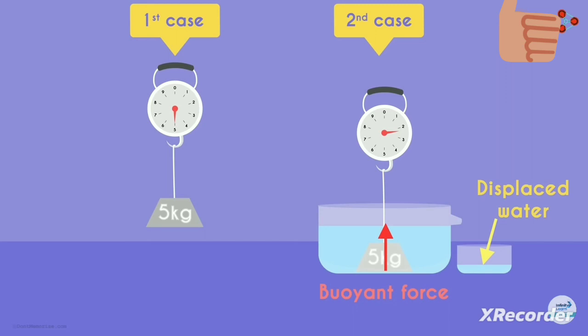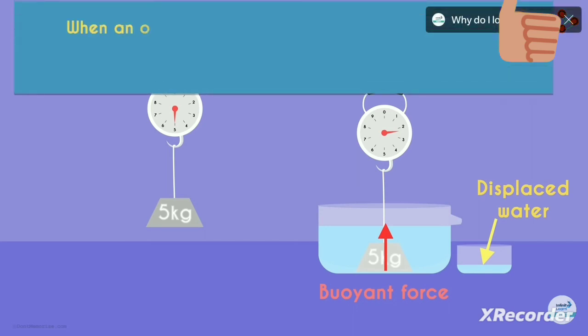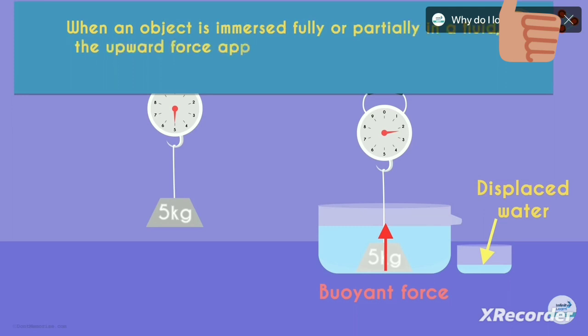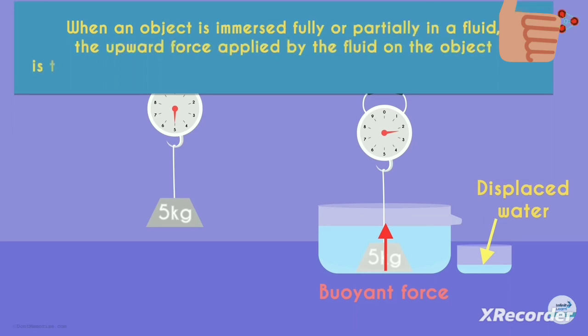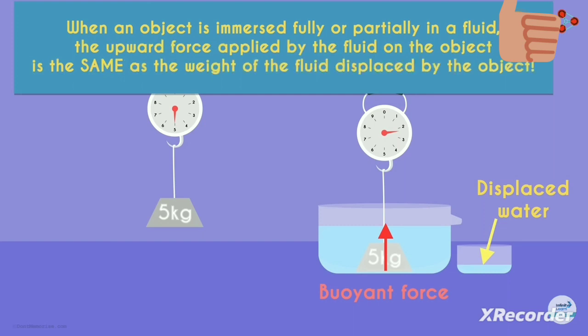That's the Archimedes principle. When an object is immersed fully or partially in a fluid, the upward force applied by the fluid on the object is the same as the weight of the fluid displaced by the object. Where is this principle applied? Can you think of examples?